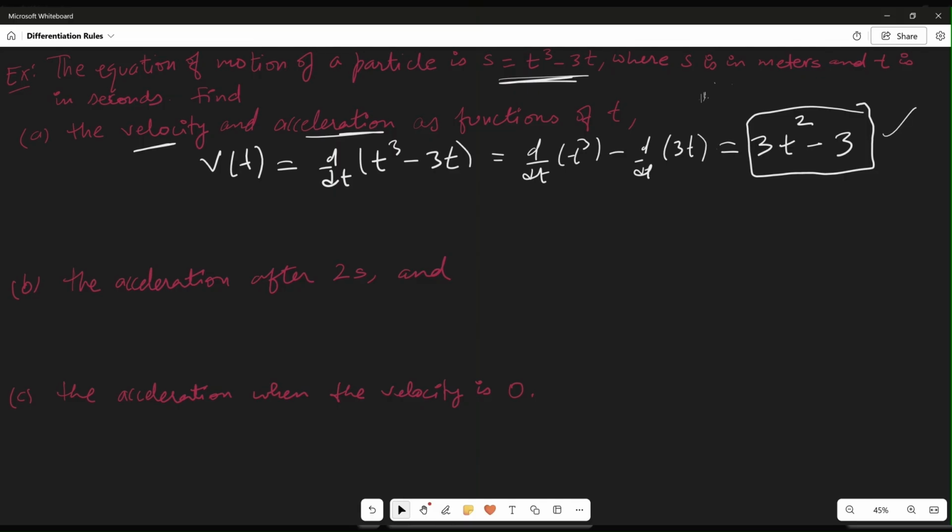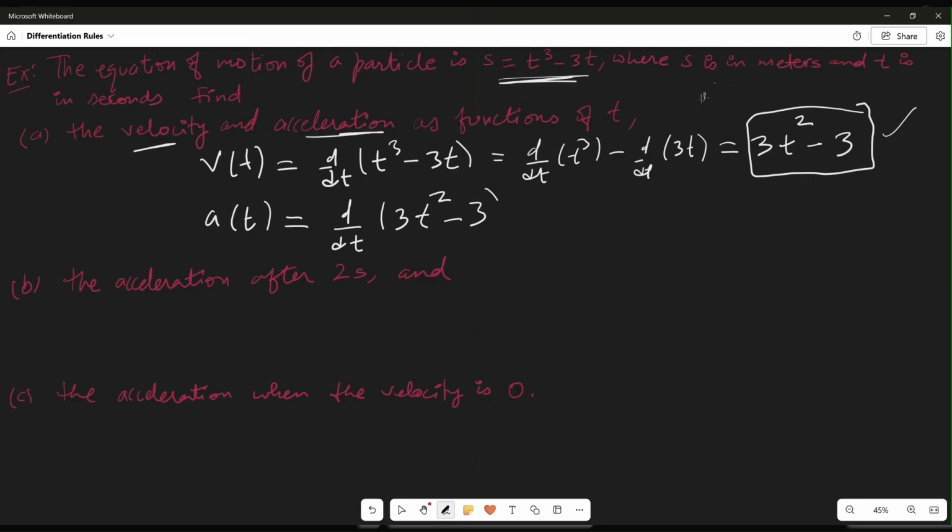Now let's look at the acceleration. Acceleration is simply the derivative of velocity. I also call this a double derivative. I don't know if you guys are familiar with this term. So acceleration as a function of t is simply the derivative of velocity. So this is going to be the derivative of 3t squared minus 3.